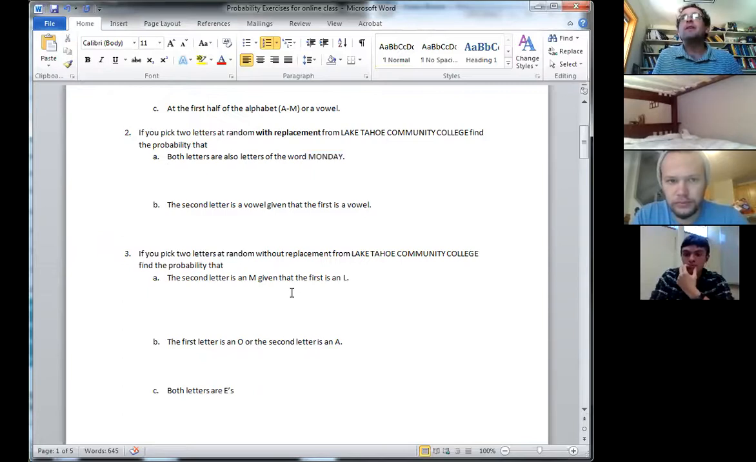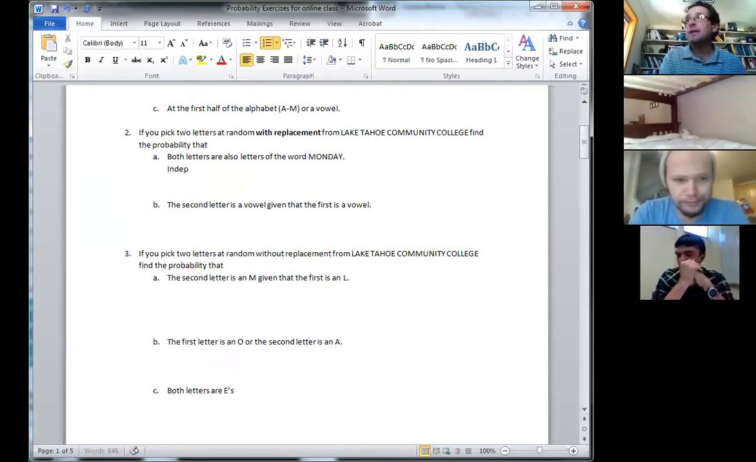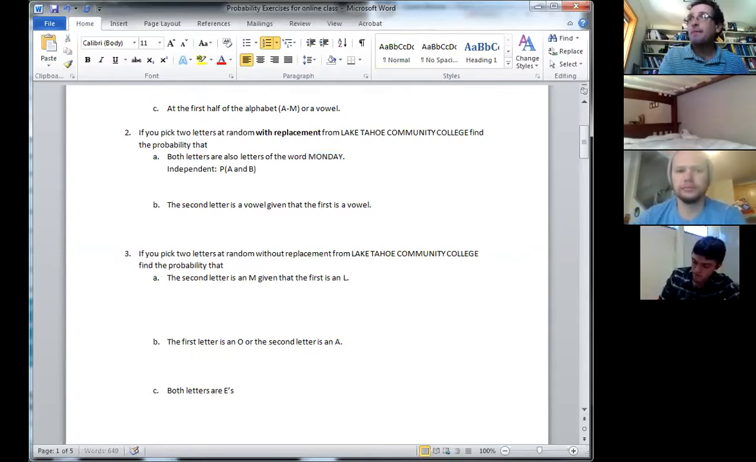And there's a key word, yeah, actually not the word replacement, but the word with. Had I said without replacement, that'd be totally different. So it's the word with, but I think you both got the right idea. With replacement means that, and let me write this down, if it's independent, then the probability of A and B is equal to the probability of A times the probability of B.